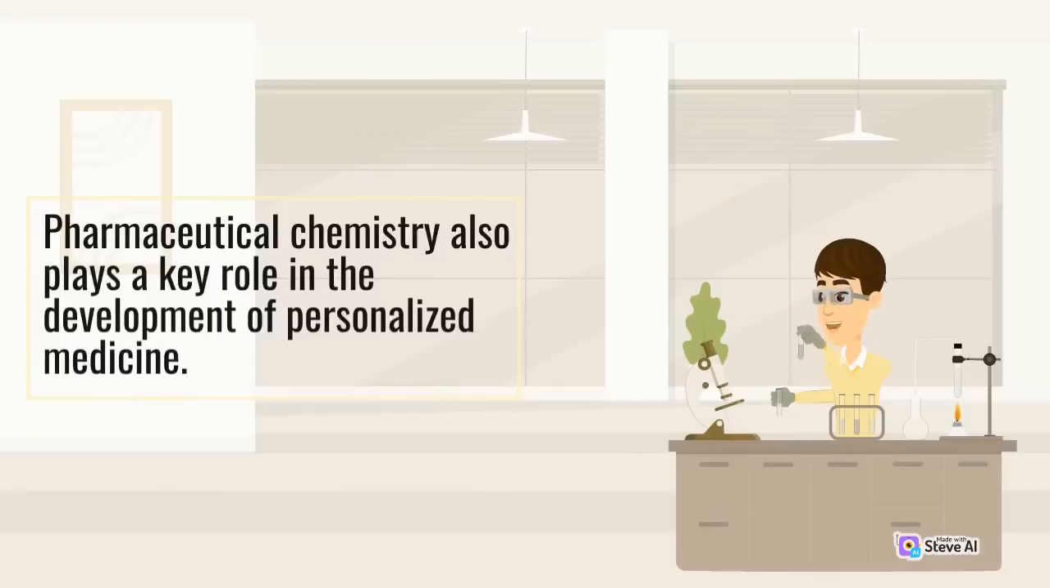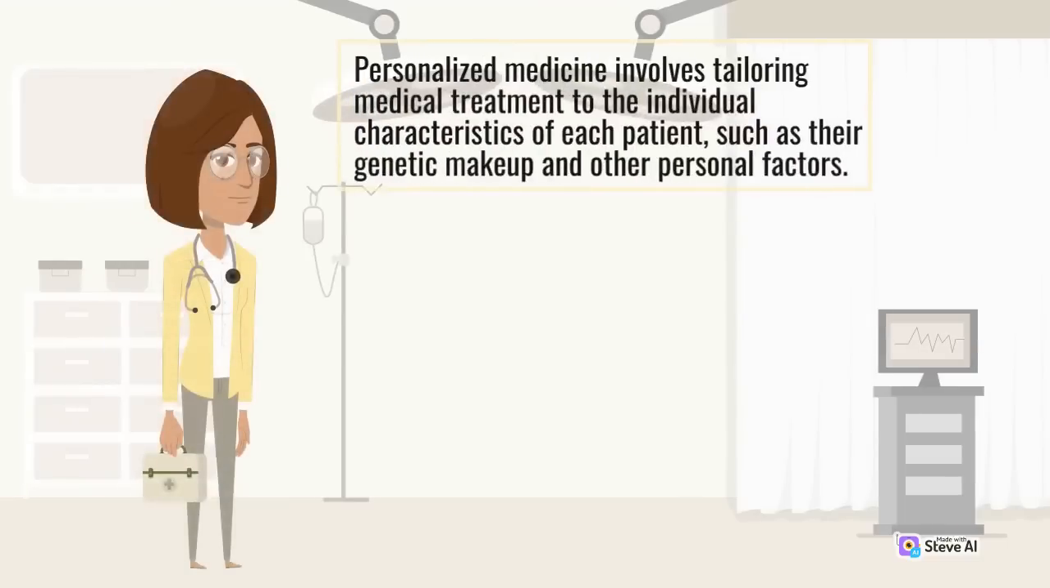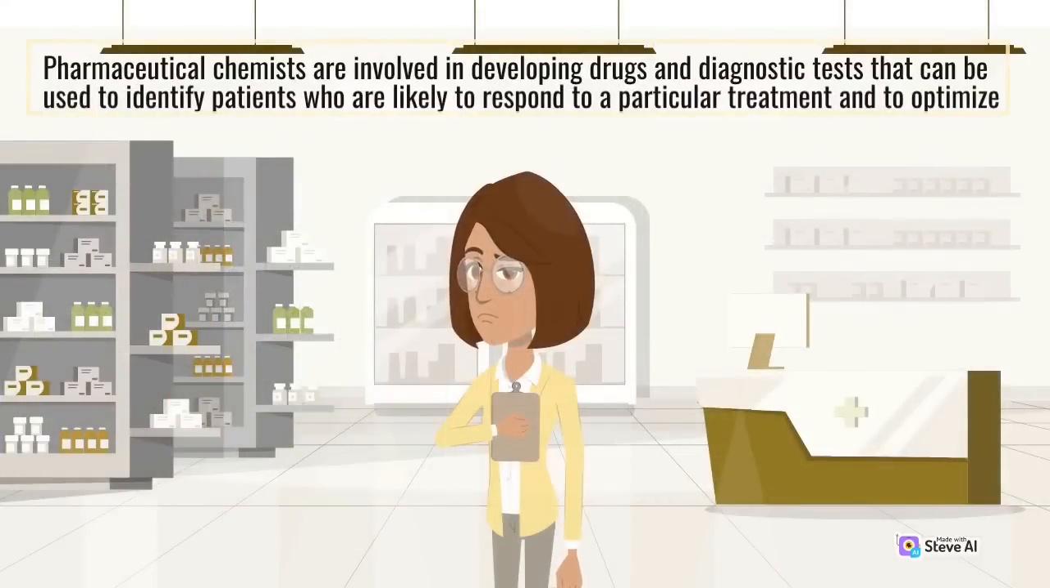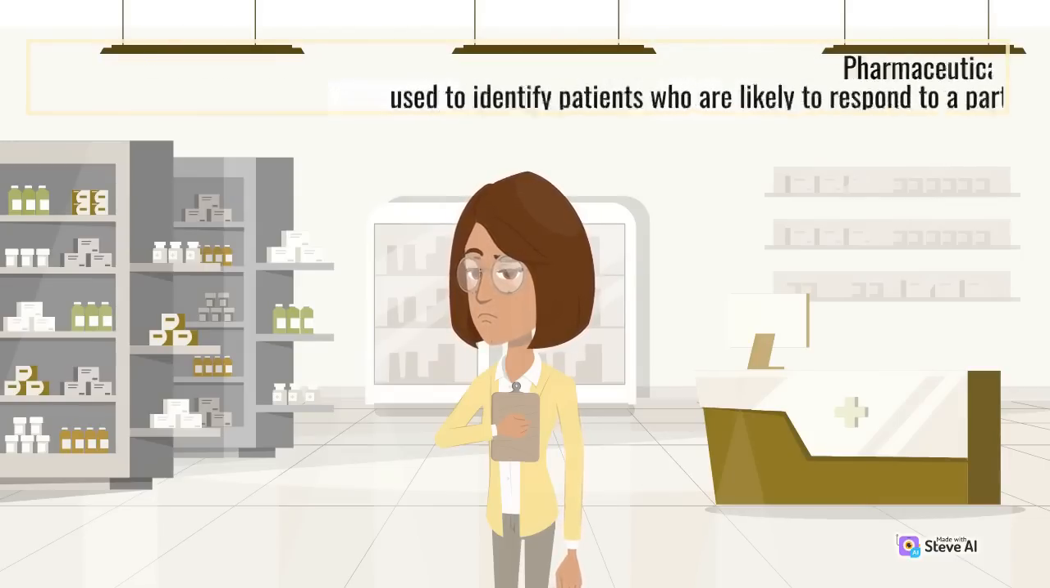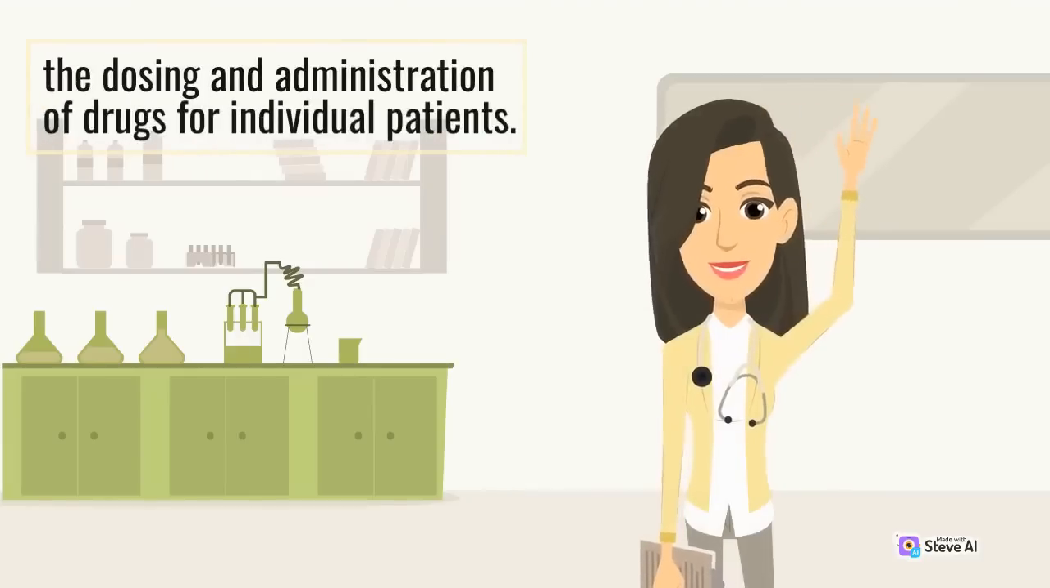Pharmaceutical chemistry also plays a key role in the development of personalized medicine. Personalized medicine involves tailoring medical treatment to the individual characteristics of each patient, such as their genetic makeup and other personal factors. Pharmaceutical chemists are involved in developing drugs and diagnostic tests that can be used to identify patients who are likely to respond to a particular treatment and to optimize the dosing and administration of drugs for individual patients.